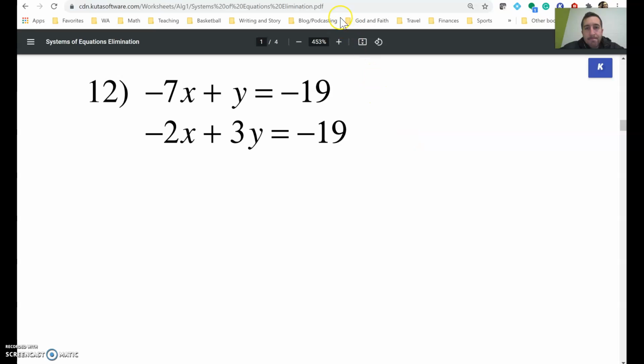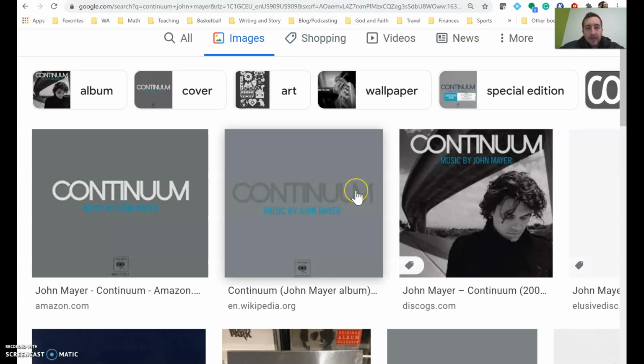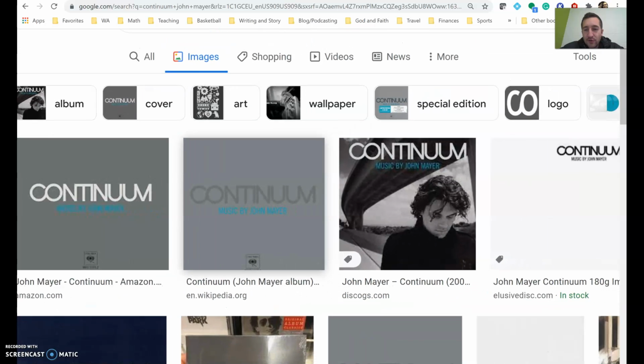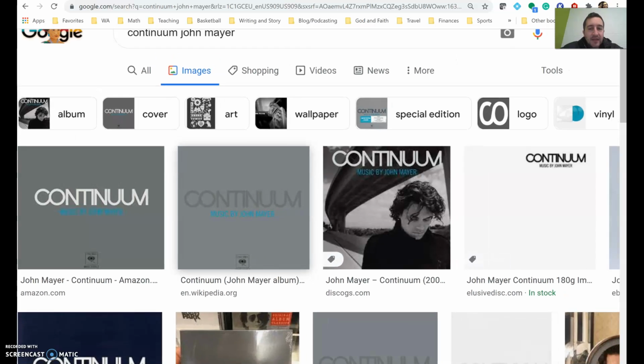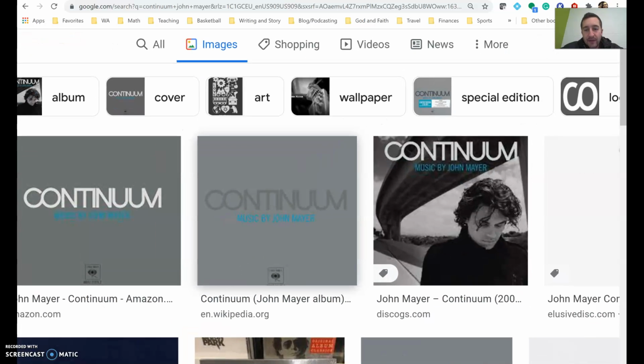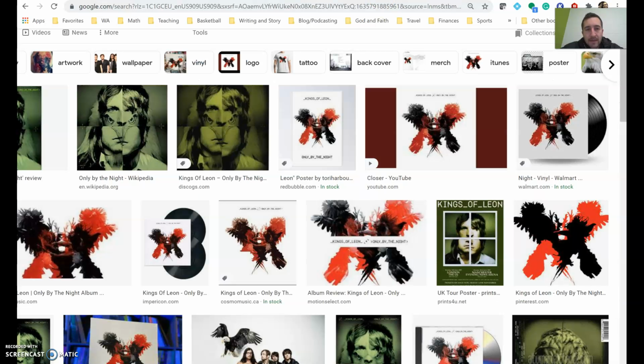Number 1. Saw this man in concert in high school, and I think that Continuum is John Mayer's best album. Every single track on this album is a bop. It is chill music. It is good clean the house music. It's good driving music. It's just a great album. I highly recommend that. Album number 2 on my Mount Rushmore, Only by the Night, Kings of Leon.